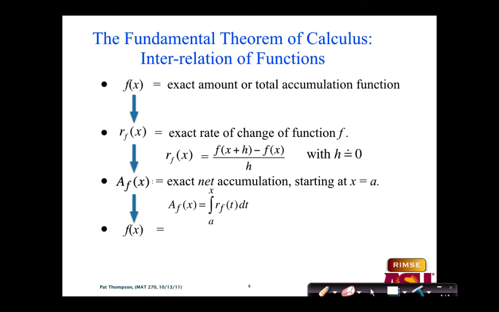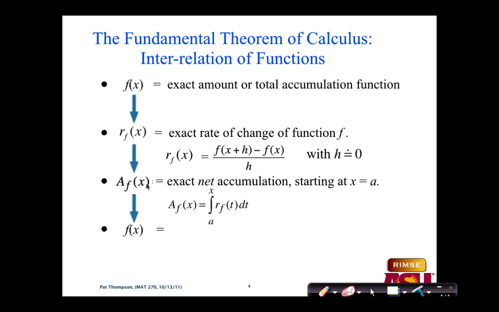So r sub f of t times dt, using all the values of t between a and the current value of x. Lowercase a, our starting value of accumulation, and x, the current x value. We could leave it as x to have a formula. We could put a number in that position to have a value of accumulation. And again, we've gone from an amount to a rate back to an amount, but it's not quite the same amount. This is just a net accumulation starting at some independent value of a.